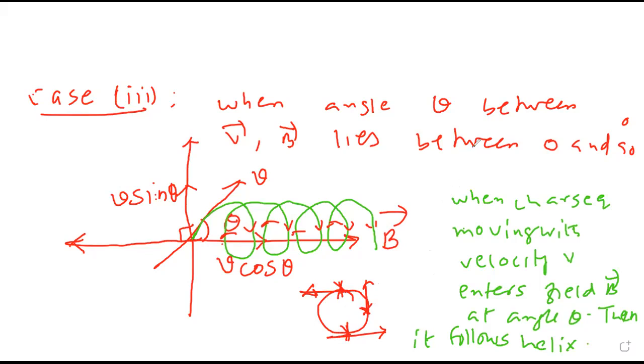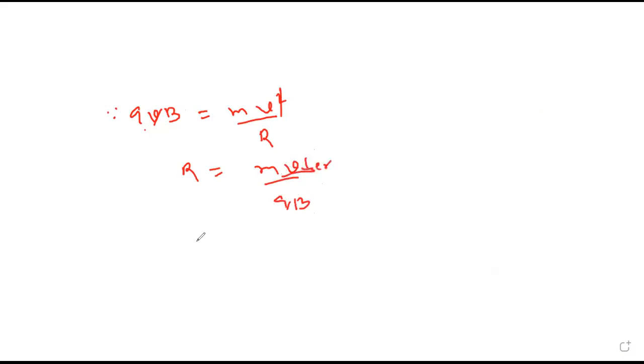So we know that since qVB is mV square by r for circular path, the radius r is mV upon qB, but which V? The one which is perpendicular, correct? And the perpendicular component is V sin theta, so r is m V sin theta upon qB.